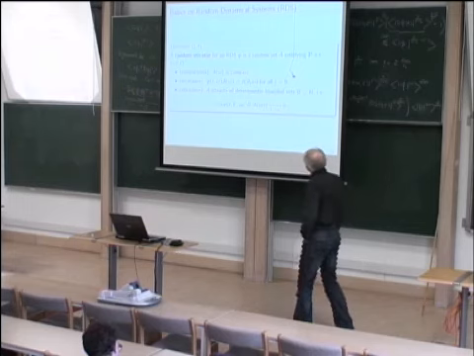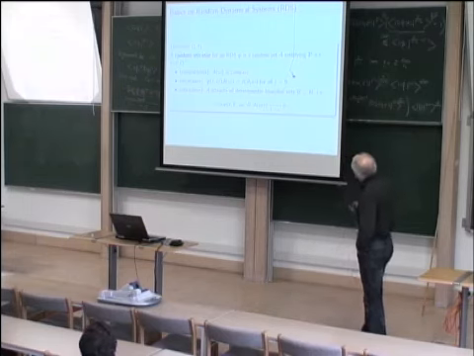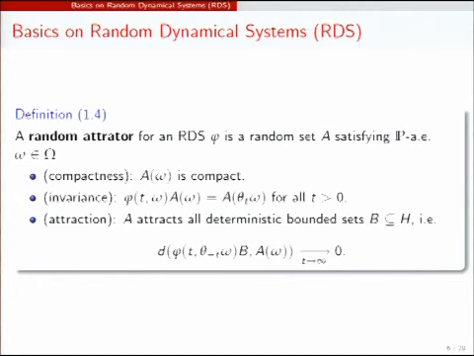So here's the definition of a random attractor. You're given a random dynamical system. You're given a random set. And if for almost all omega, A of omega is compact and is invariant under the flow.